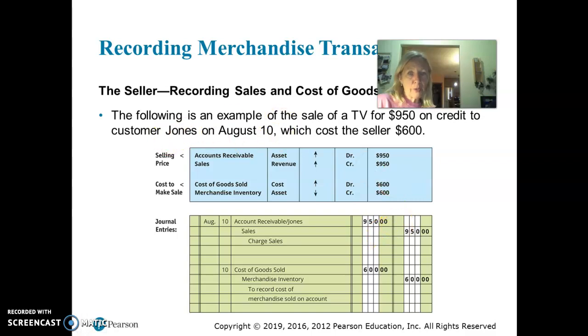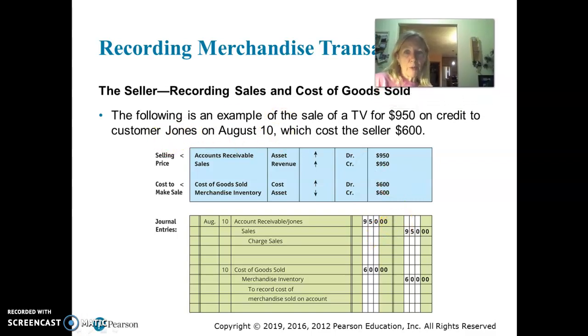Okay, so let's take a look and see what that looks like. Here we go. It says the following is an example of the sale of a TV. You bought the TVs from Sony for $600. You're marking them up and you're selling them for $950. You sold it on credit, so an account receivable. It's you who are selling it, so you have the account receivable. Customer Jones owes you $950, and that TV cost you $600.